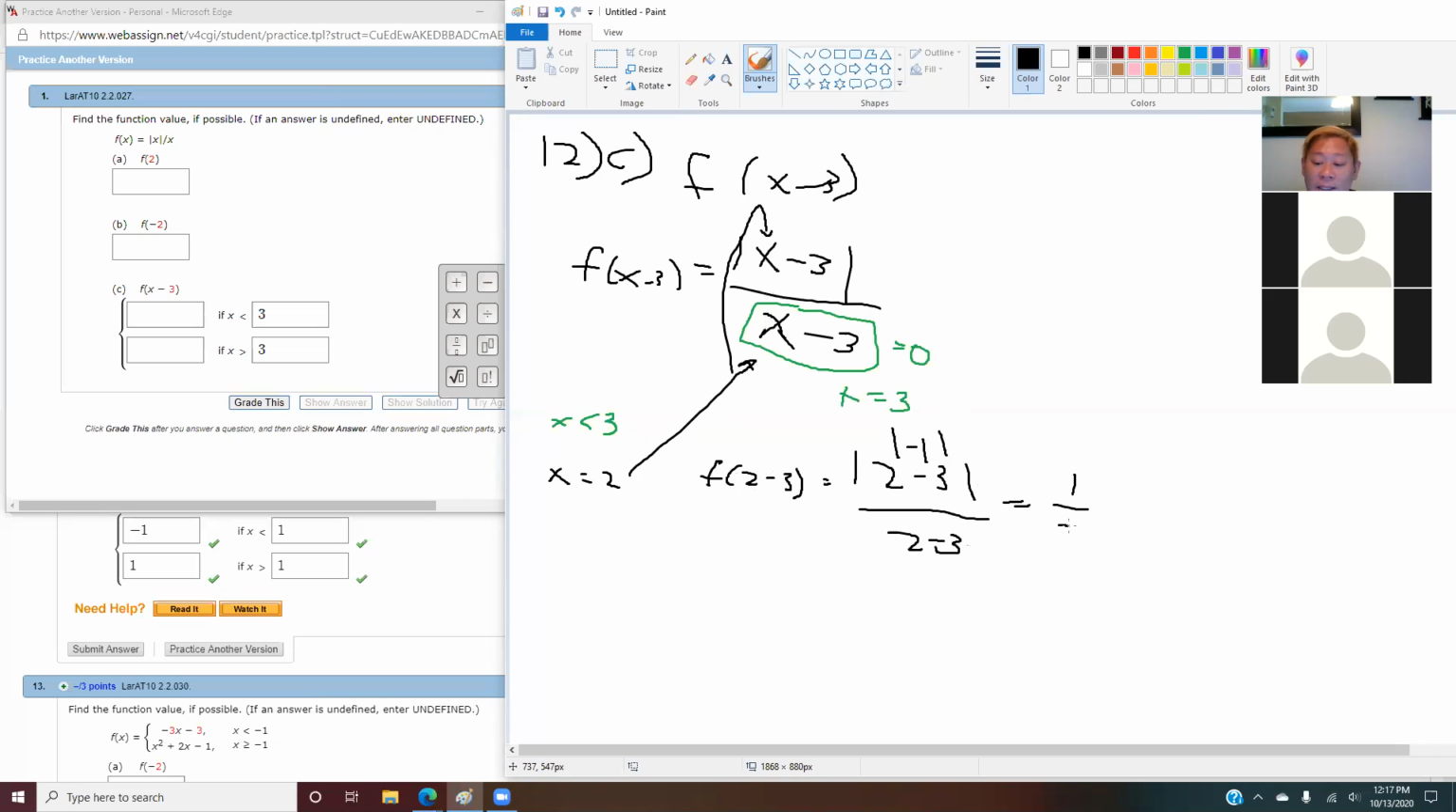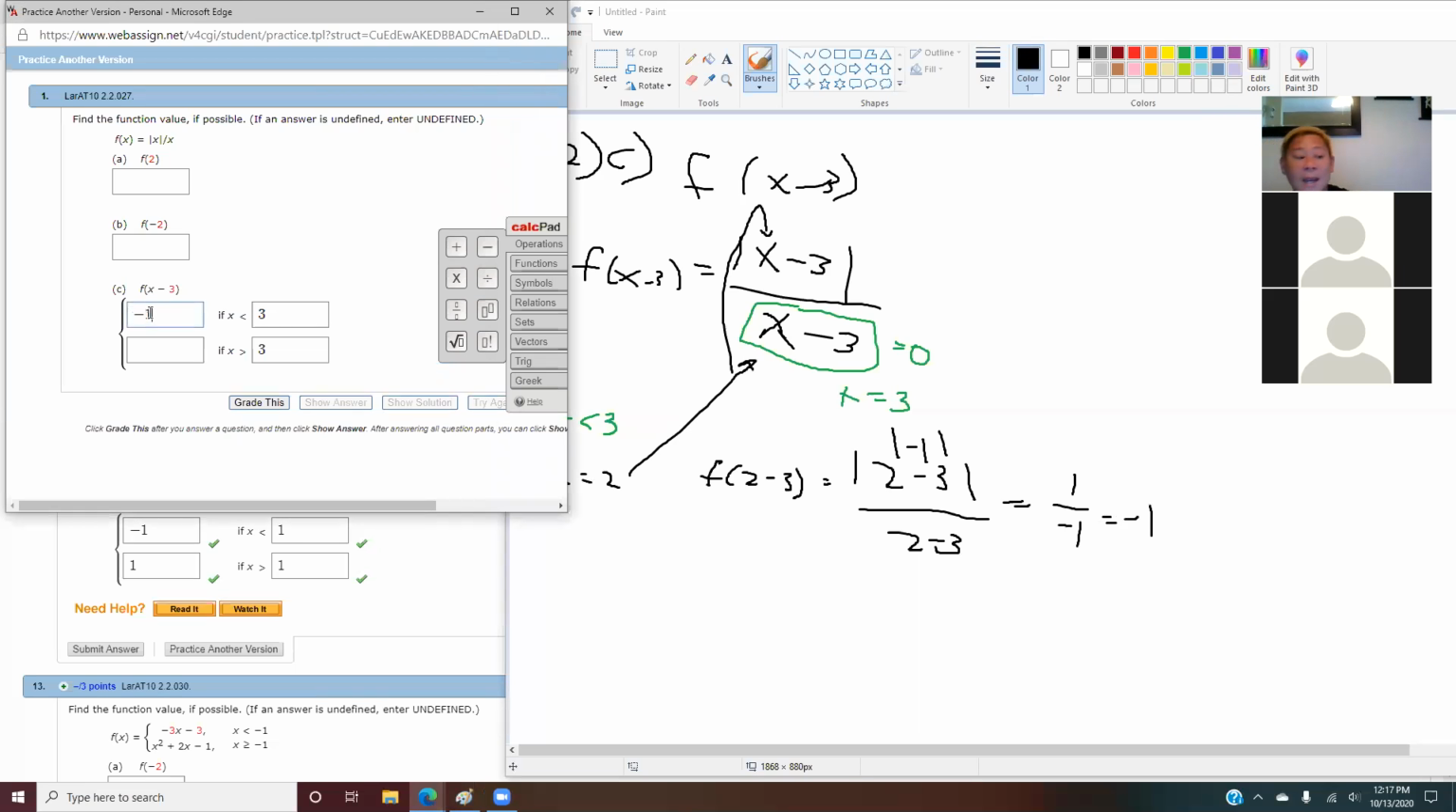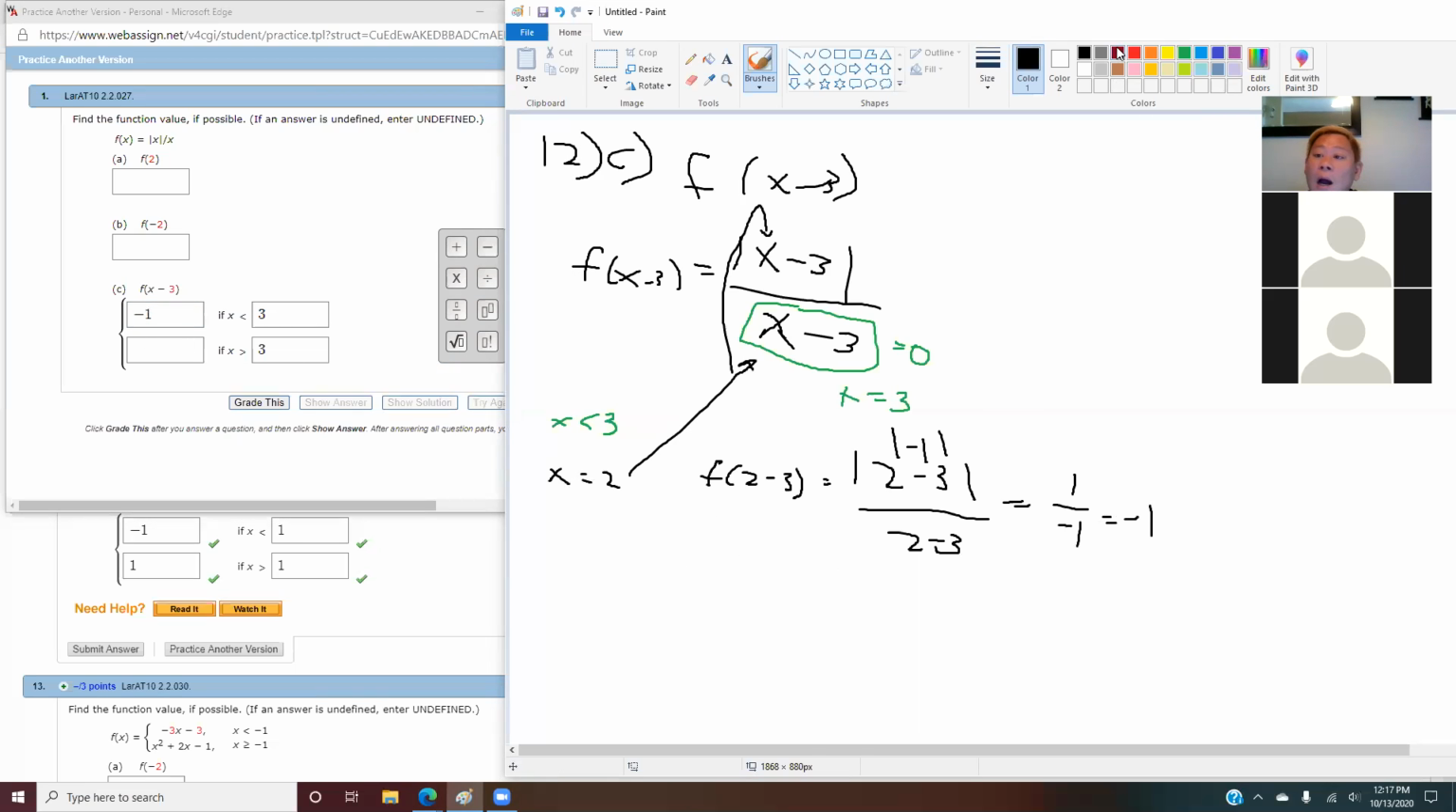2 minus 3 here is negative 1. So this will give us a negative 1. So we know that when x is less than 3, your answer will be a negative 1. Next, we will do the x is greater than 3.